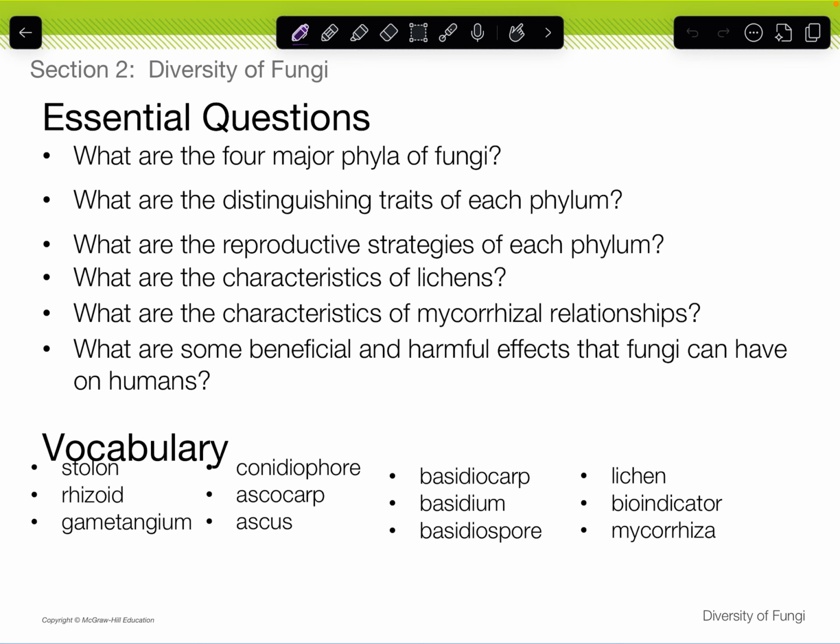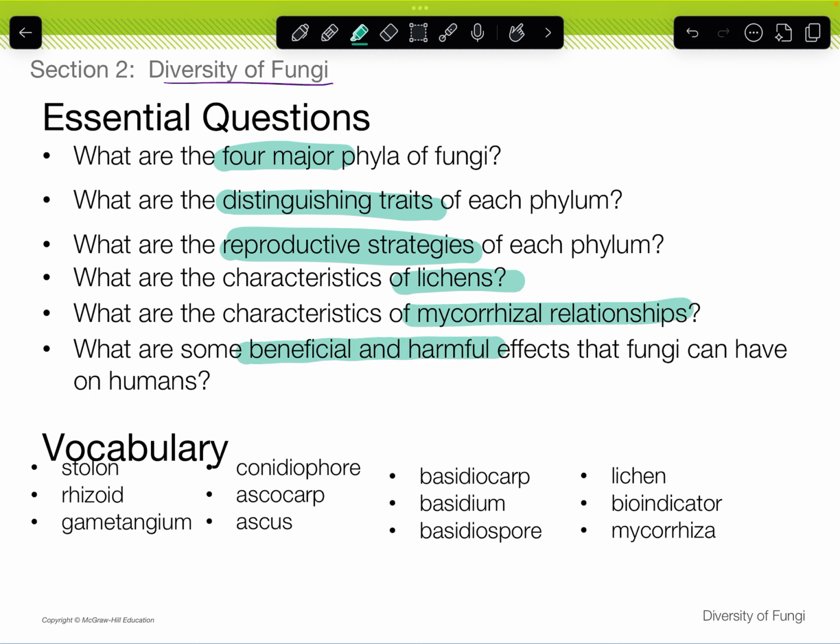All right, we are in section 2 of notes. We're talking about the diversity of fungi, so we're going to be talking about all the different phyla. We're going to talk about 4 major phyla of fungi. We're going to look at the distinguishing traits of each phylum, the reproductive strategies of each phylum, and then we're going to start talking about some lichens and mycorrhizal relationships, and then even beneficial and harmful fungi. All right. So that is the main goal of this section of notes.